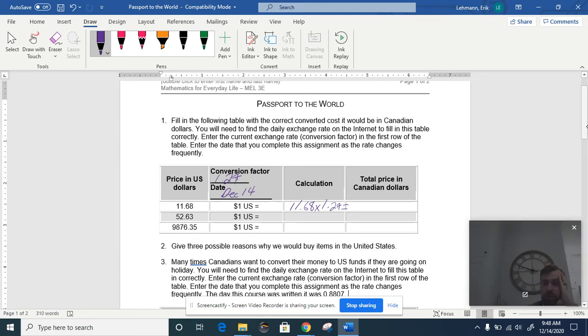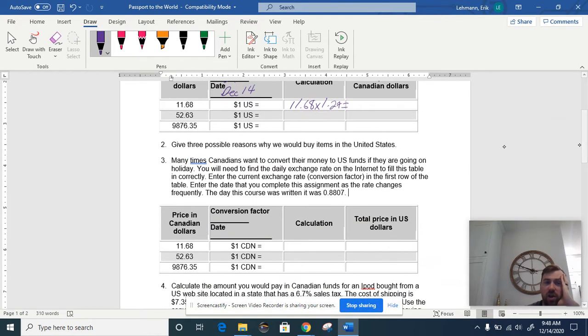I'm trying to keep these videos shorter because a few people said they were having some trouble getting through these. So it says 3 possible reasons why we would buy items in the United States. Think about that. Most of the reason is sometimes it's a little bit cheaper. More often than not, it's actually something that we can't get here in Canada. Maybe something that's hard to get or exclusive.